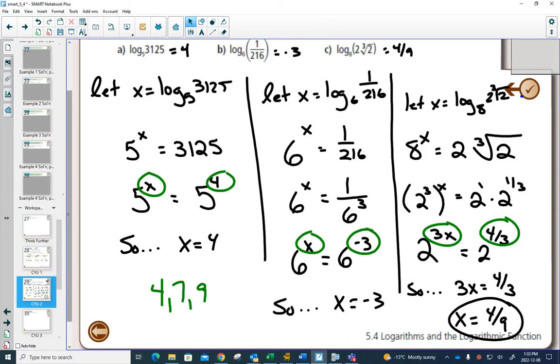And these ones I'd like you to try. So take a little bit of time, go to questions 4, 7, and 9.